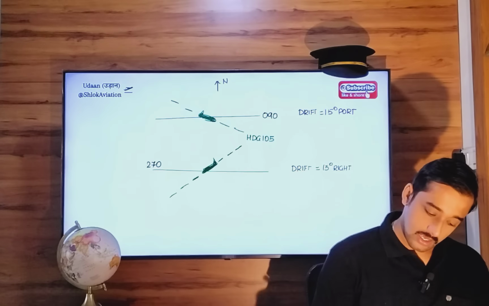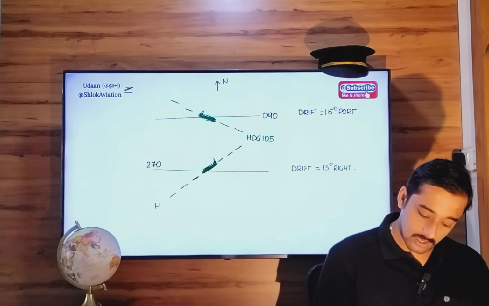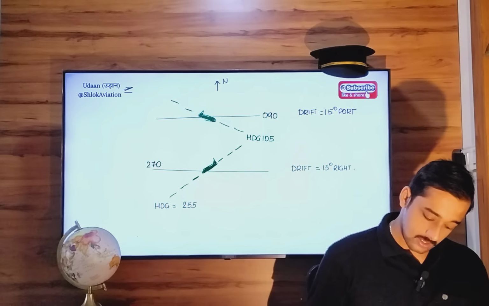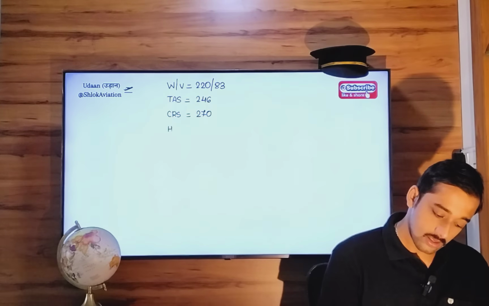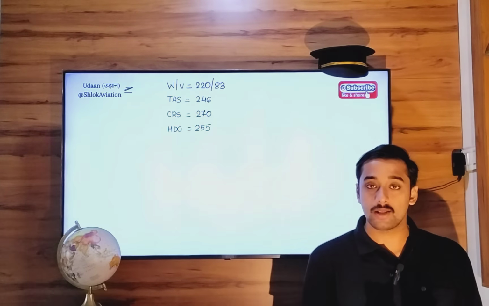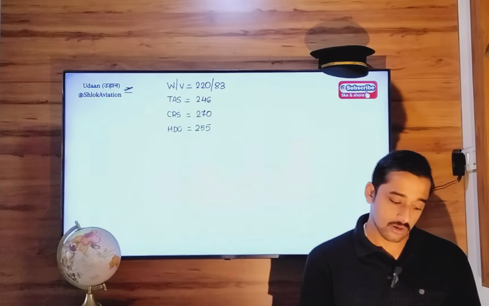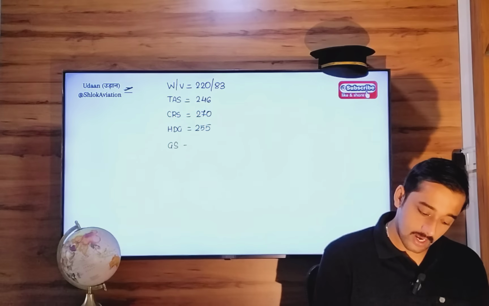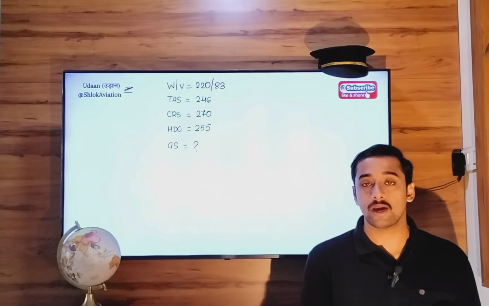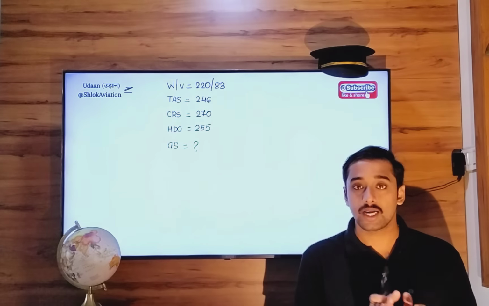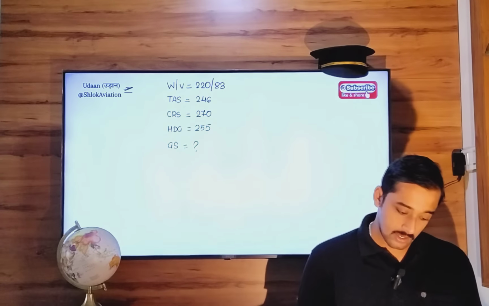15 degree right. So heading in this case will be equal to 270 minus 15, 255. So write your heading 255. Now substitute these values in CH3 and find out ground speed. When you find out ground speed, you will come to know whether you are getting a headwind or a tailwind, and the amount, the value of that.